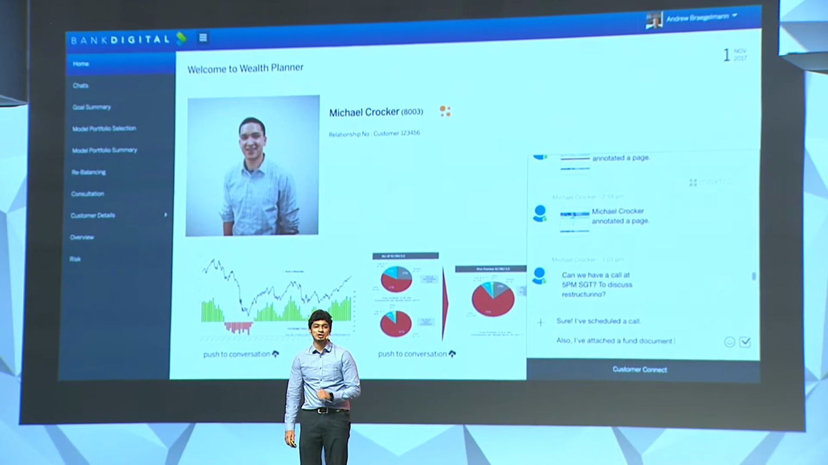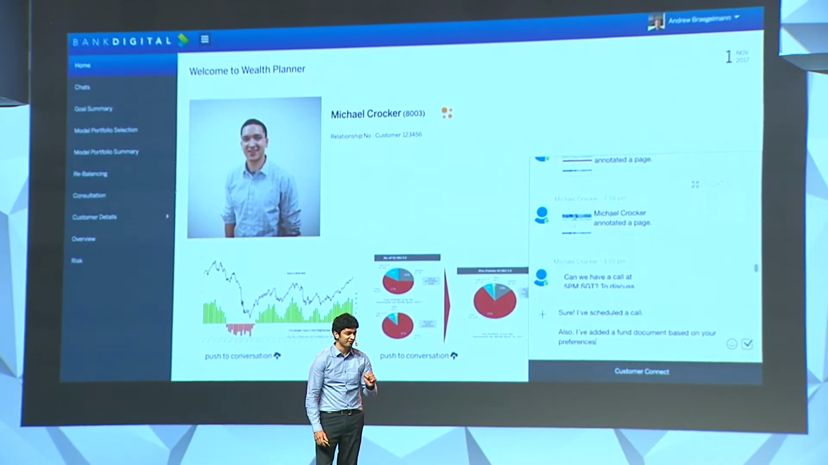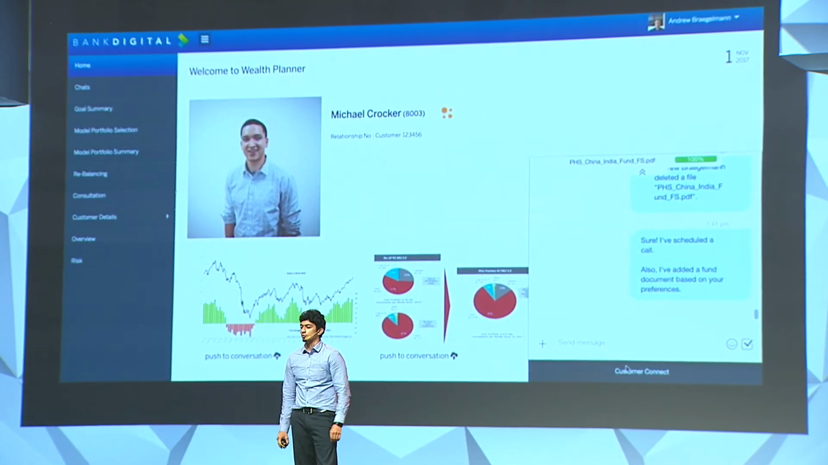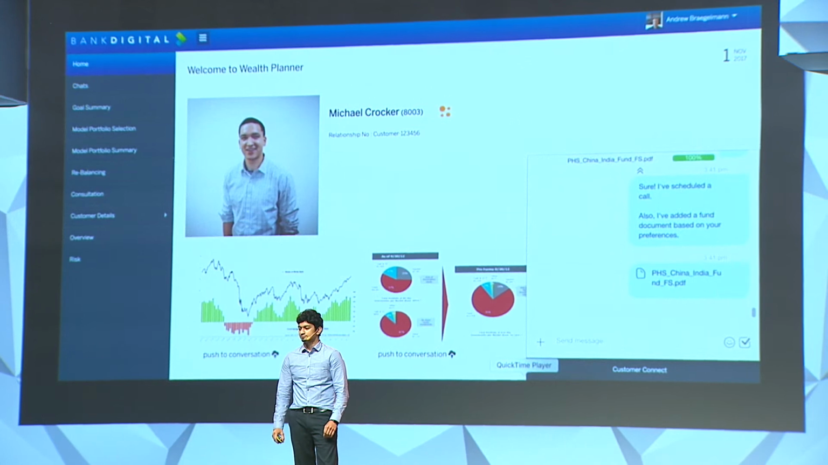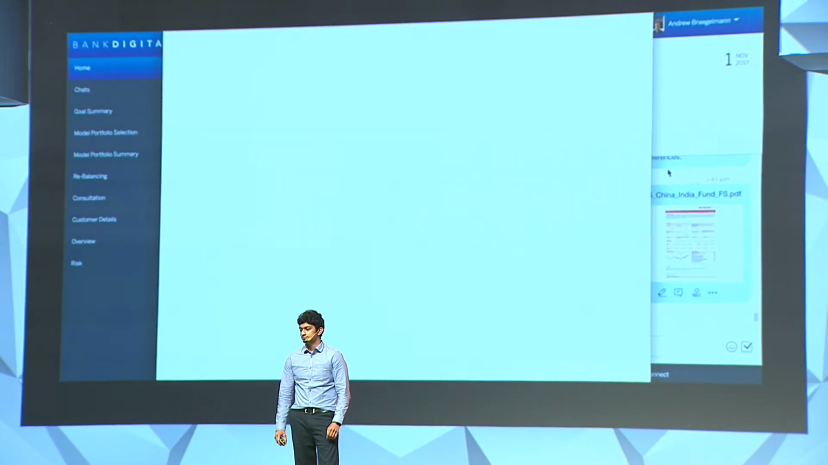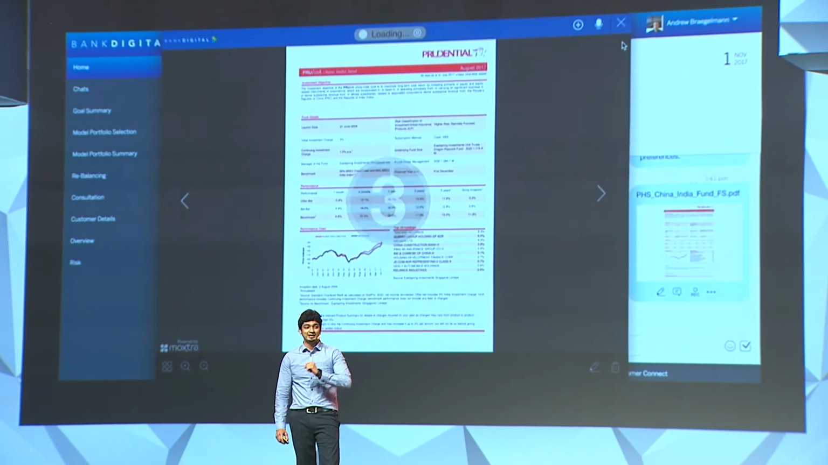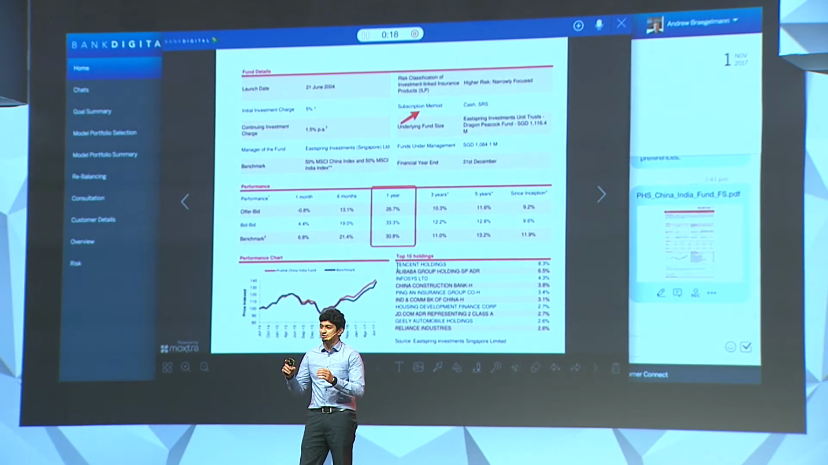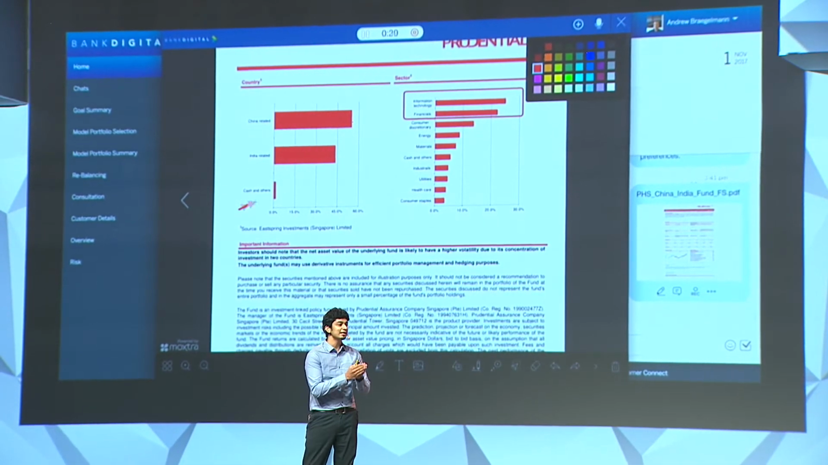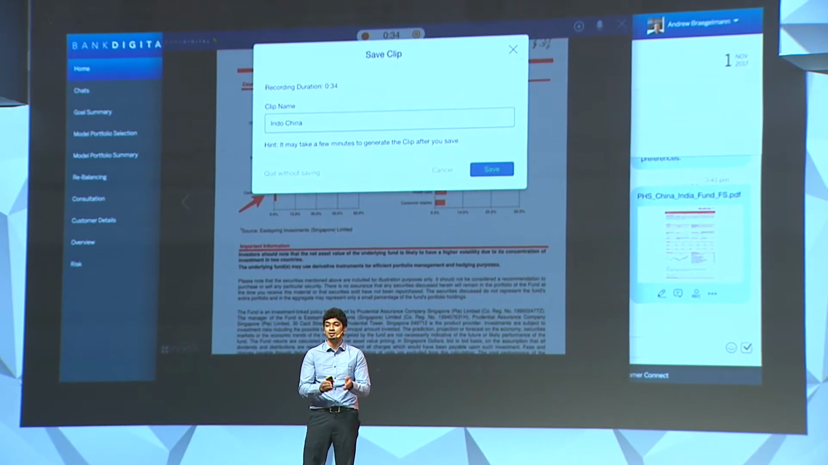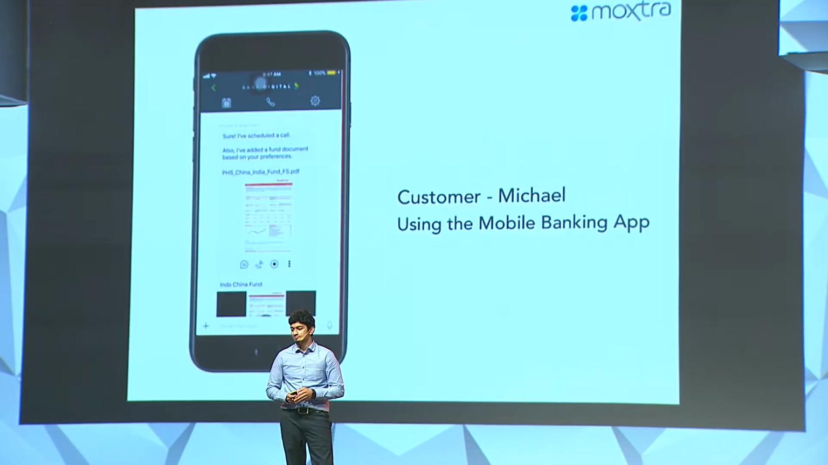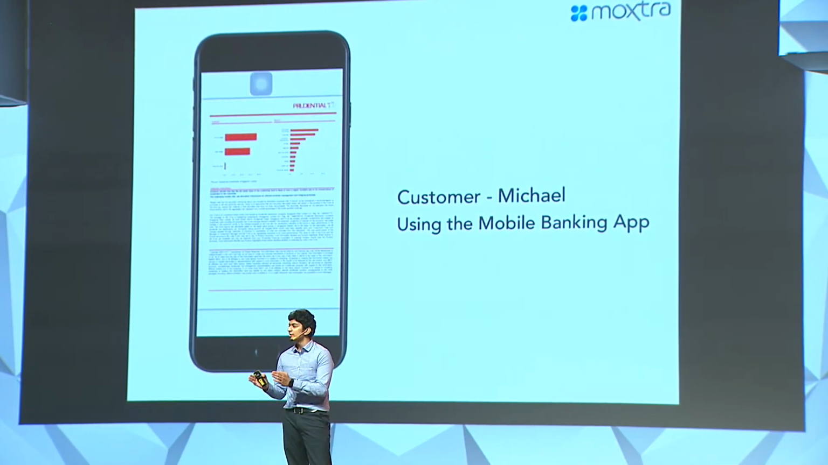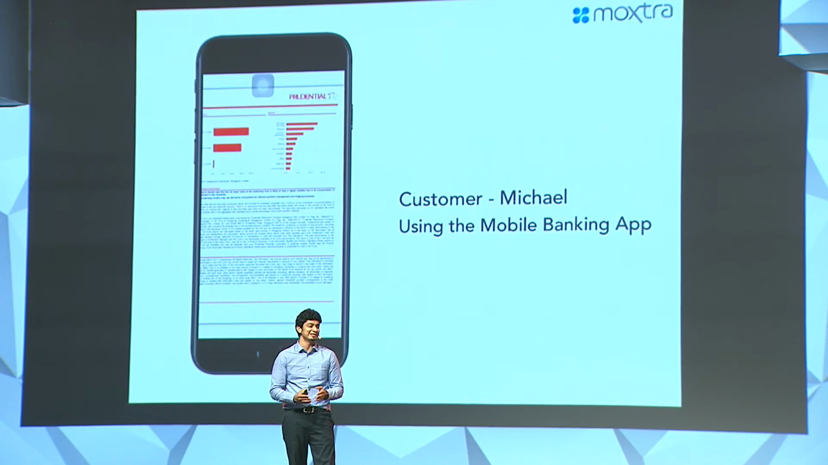Now, Andrew schedules the call, and knowing his customer's risk profile, he uploads a fund document that will help his customer rebalance his portfolio. Using Moxtra's clip feature, he creates a video recording his voice and layering annotations and actions on top of the fund document, clearly explaining the highlights of the fund to his customer. Now, Michael plays the clip and quickly grasps the highlights of the fund, saving him the hassle of having to go through the documentation in detail.